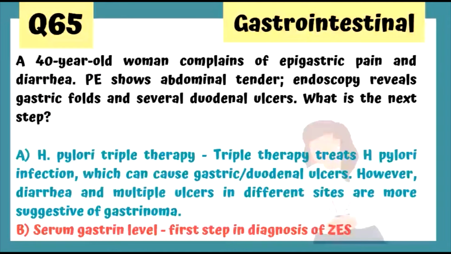As opposed to H. pylori, where triple therapy treats H. pylori, which could cause gastric and duodenal ulcers. However, diarrhea and multiple ulcers in different sites are much more suggestive of Zollinger-Ellison syndrome, a gastrinoma.